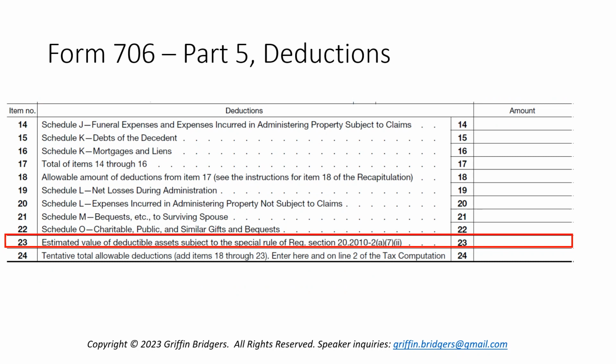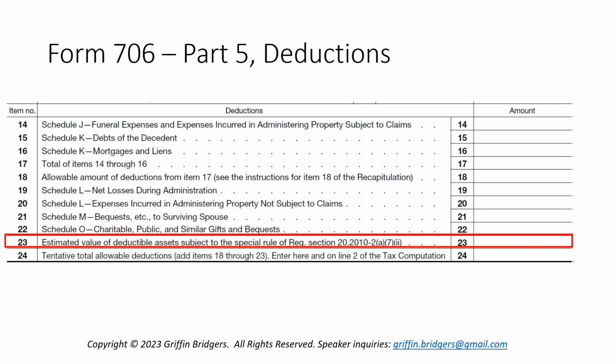On the next part of this Part 5, lines 14 through 24, we'd go to line 23 specifically, where we deduct that, again, increment of $250,000 estimate of those qualifying assets. And then that carries over to the calculation of the gross estate, the taxable estate, and the DSUE.